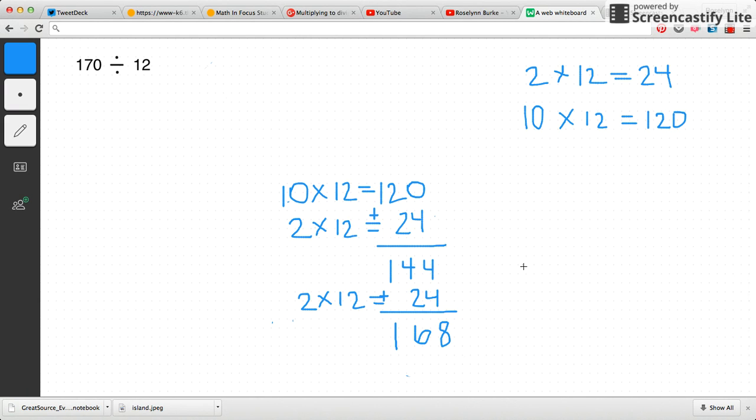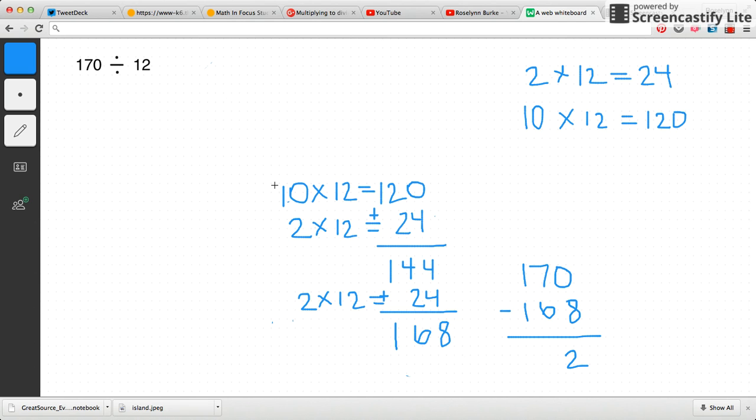Let's see how close it is. 170, this would be a good way to double check if you need to stop or keep adding more groups, minus 168 gives me 2. See, and 2 is less than 12, so I know I can't have any more groups of 12. Let's see how many groups of 12 I have.